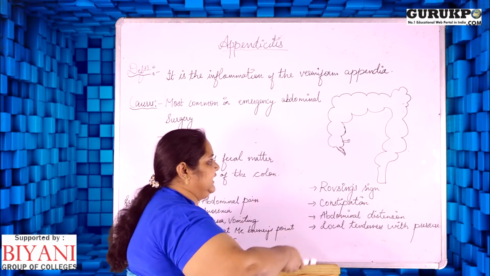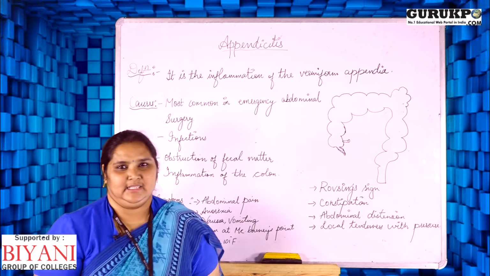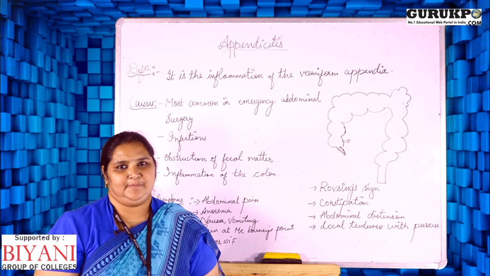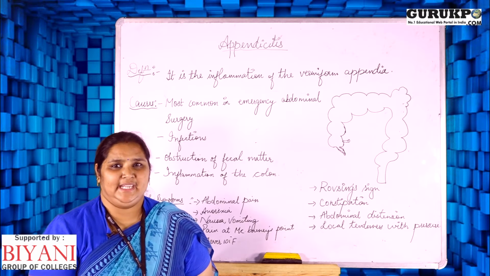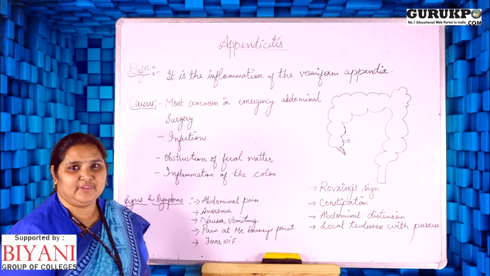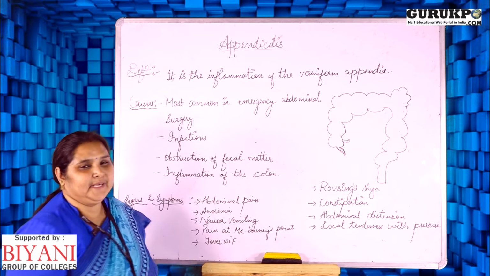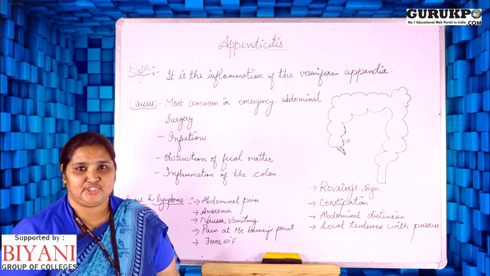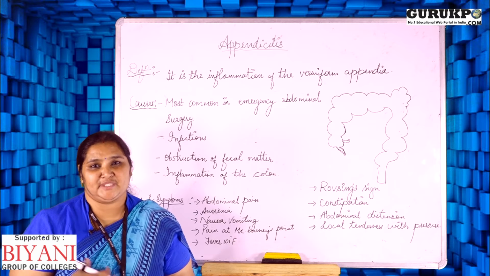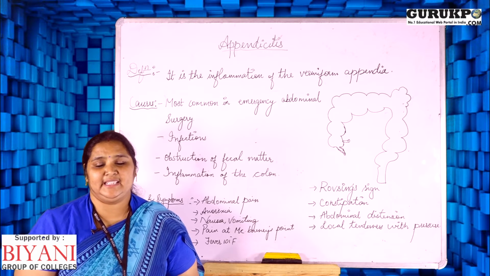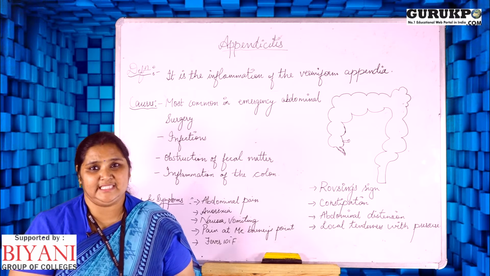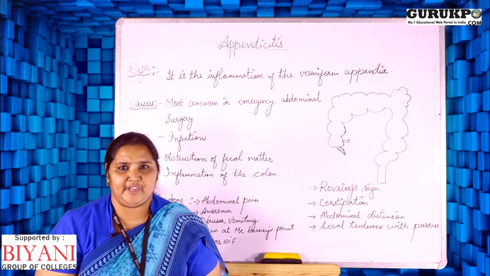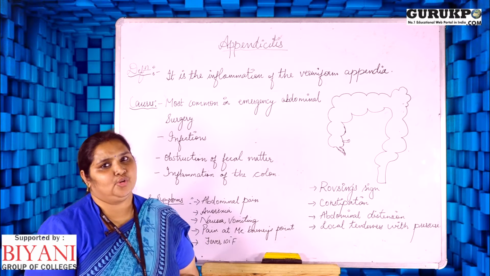The next one is inflammation of the colon. If there is any type of inflammation in the colon, mainly the ileocecal region or the ascending colon, it can lead to appendicitis. So we have seen the causes. Once again: the first cause is if the person has gone through an emergency abdominal surgery. Second is infection. Third is obstruction by fecal matter, because of which inflammation occurs in the appendix and can lead to appendicitis. Next is inflammation of the colon, which can also lead to appendicitis.